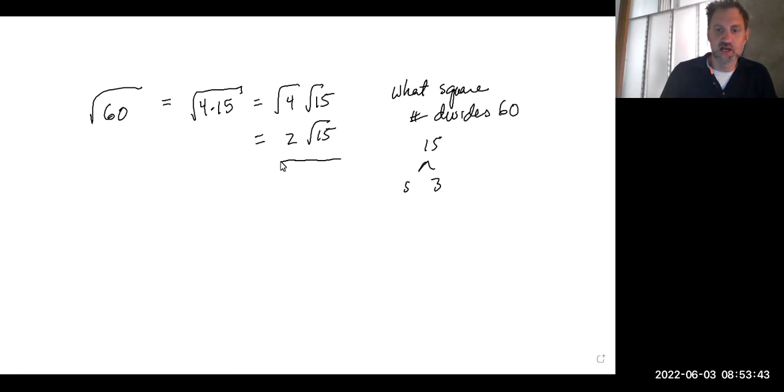And again, a calculator can be used to just check. I can take the square root of 60 and then look at 2 square roots of 15 and see that they're the same thing.